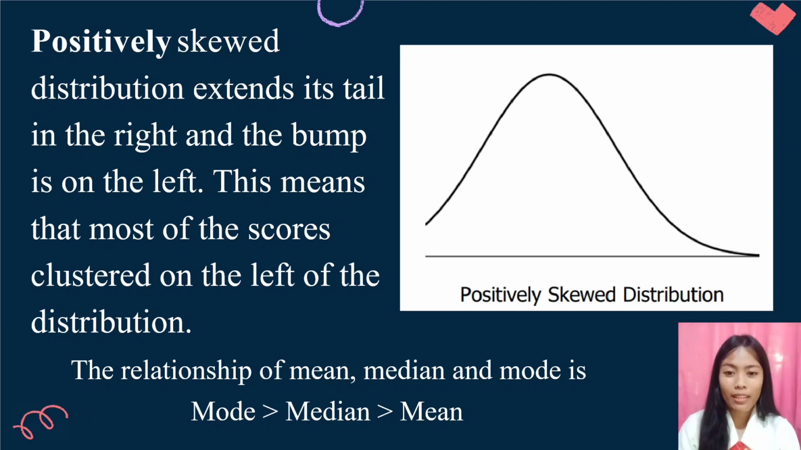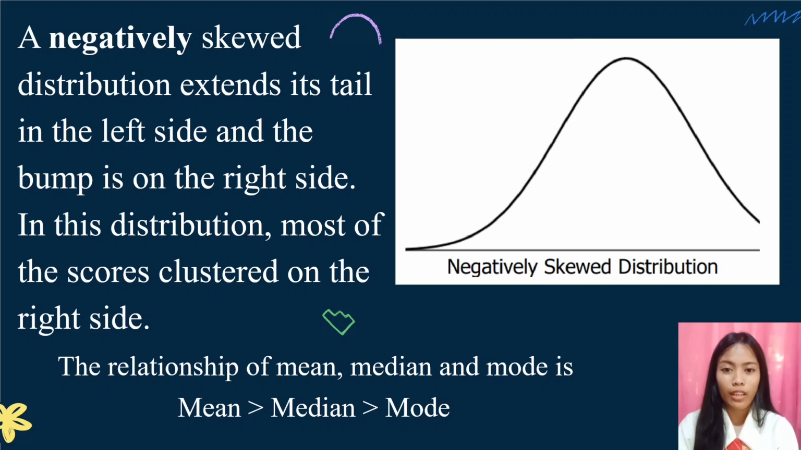So basically, positively skewed is skewed to the right, meaning it consists of low scores and the scores are congregated to the left. A negatively skewed distribution extends its tail on the left side and the bump is on the right side. In this distribution, most of the scores are clustered on the right side. The relationship of mean, median, and mode is mean to median to mode. So when we say negatively skewed, it is skewed to the left, and it means it consists of high scores and the scores are congregated to the right.